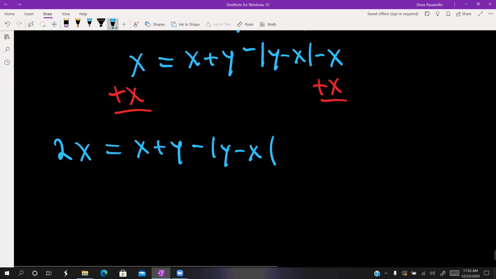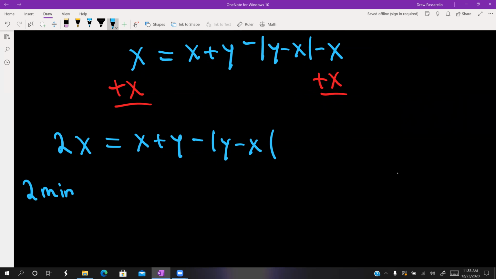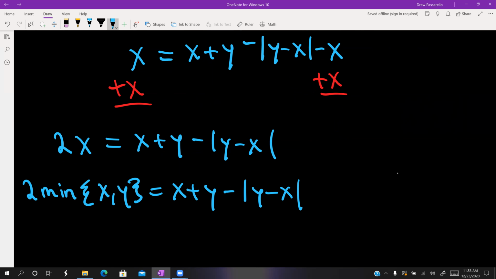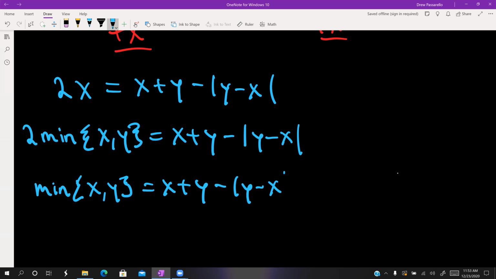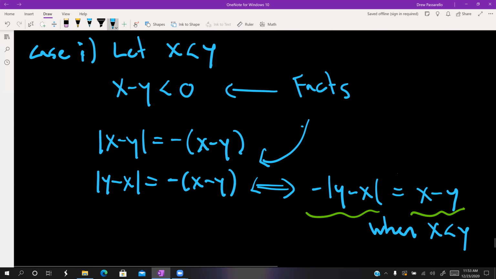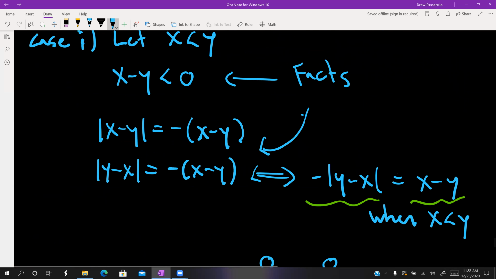X is the min, so this is 2 times the min. And then divide both sides by 2. All right, and that's what we wanted to show. Now that's the case when x was less than y. Now I'm going to do the other case.